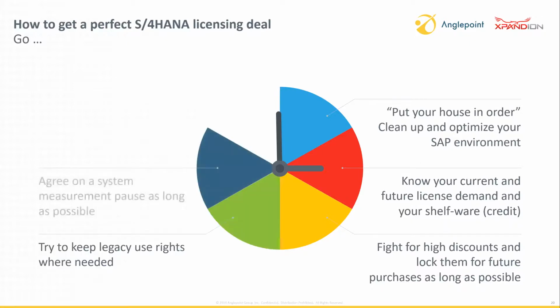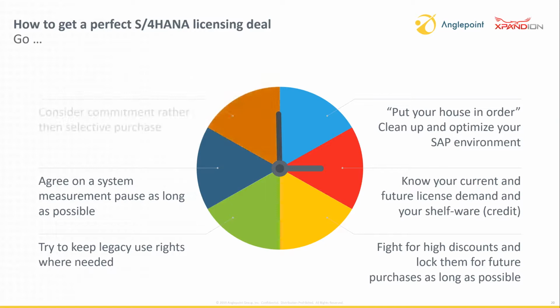Next step, agree on a system measurement pause as long as possible. Things will move around with S/4HANA, like the way you implemented SAP in the first place. So try to get some wording that you have a layoff of this measurement, so that you don't have to do this annual measurement, and agree on something like the next measurement will be due in 2023 when S/4HANA will be implemented. And yes, you will share the roadmap with SAP so that they are aware of the ramp up in your organization with SAP S/4HANA.